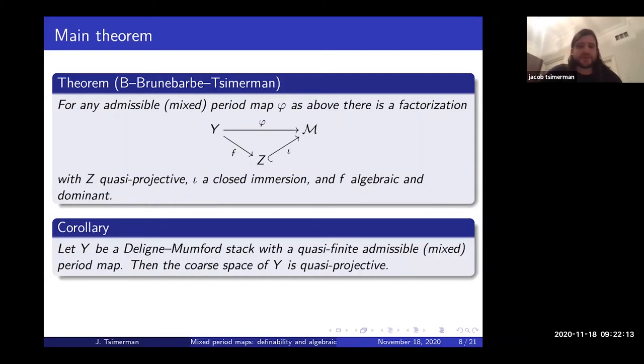And then you have some geometric corollaries, like if you have a Deligne-Mumford stack with a quasi-finite admissible mixed period map, then its coarse space is quasi-projective, like before.